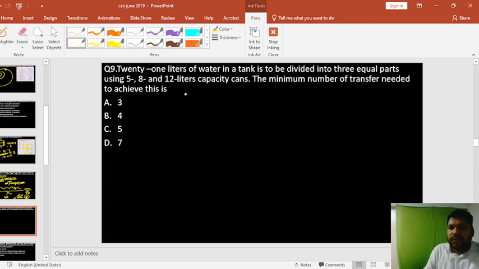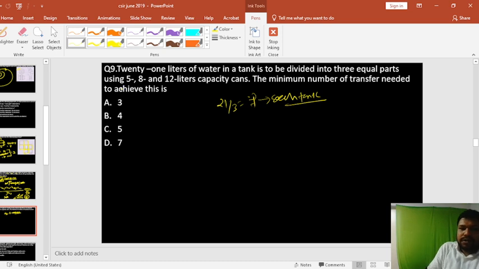See, there are 21 liters of water in a tank. It is to be divided into 3 parts. 21 you have to divide into 3 equal parts, means in each tank there should be 7 liters. And using the 5, 8 and 12 liter capacity cans available, what is the minimum number of transfers needed to achieve it?